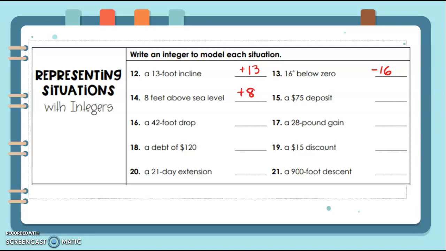$75 deposit, so you're putting money into the bank. Oops.